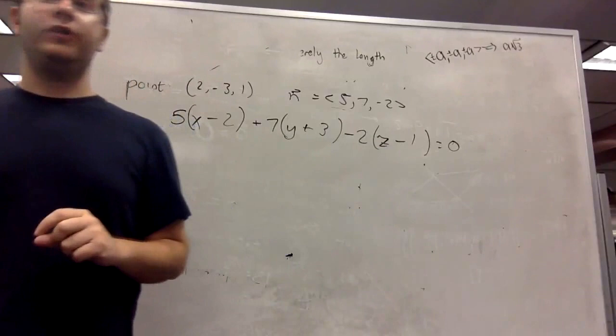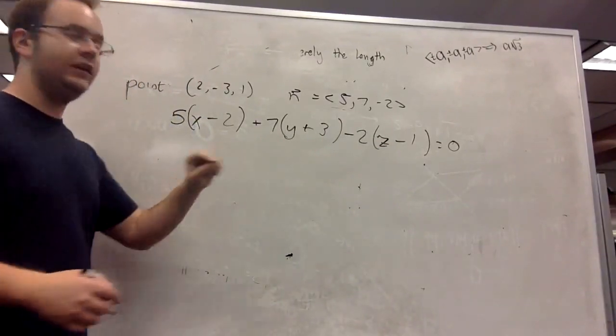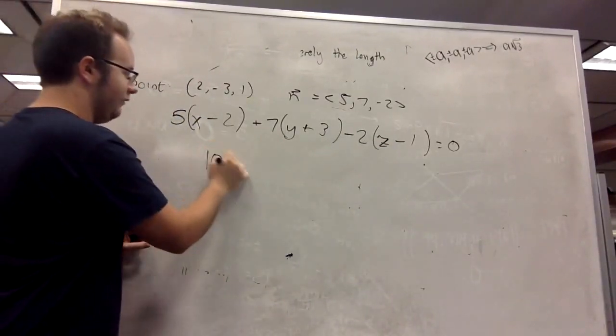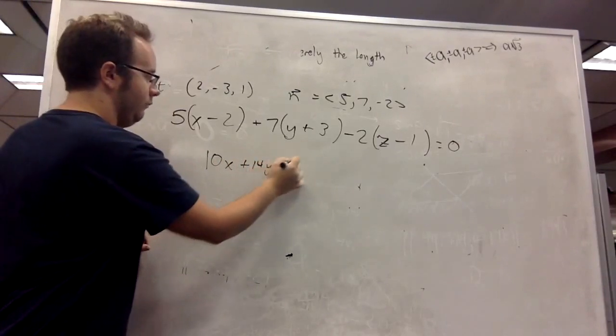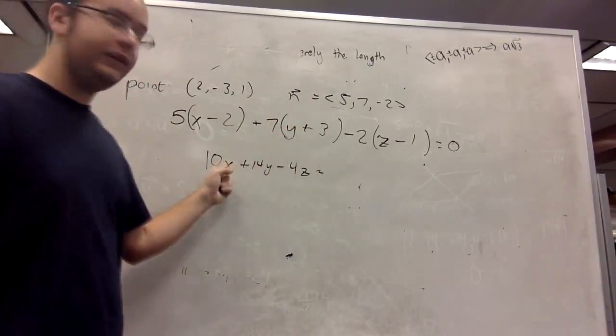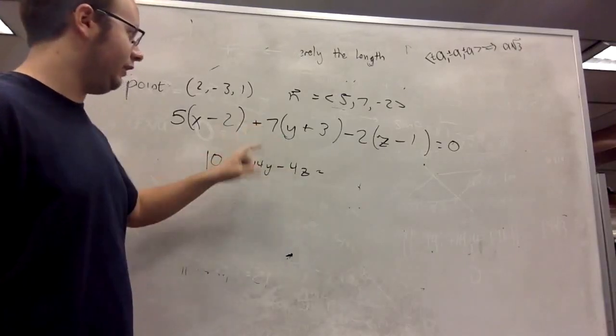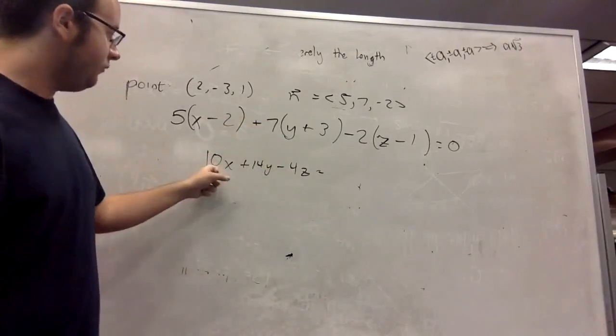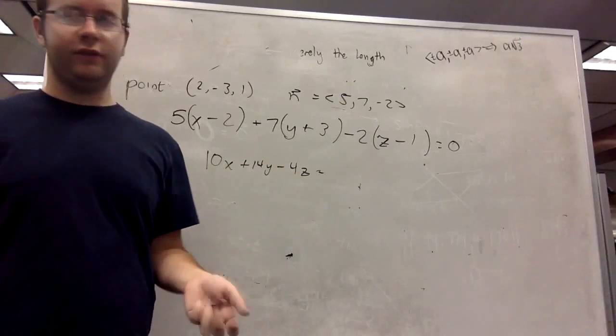Something you could do to make it look tricky is, if you didn't see your plane listed, you might also see 10x plus 14y minus 4z equals some number, whatever number you would get over here on the right-hand side. So this will be parallel to this plane, right? Or it could very well be the same plane, just because I've multiplied everything by 2. So be on the lookout for that. It's kind of a dick move.